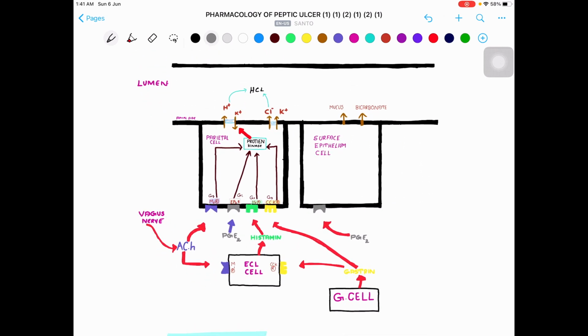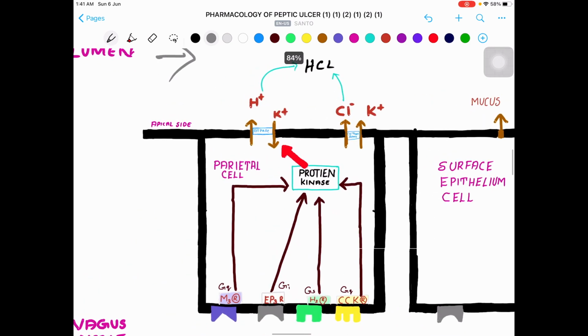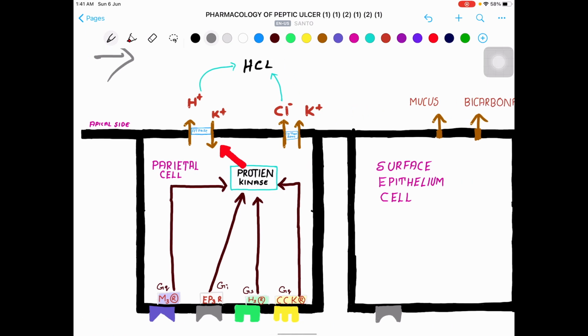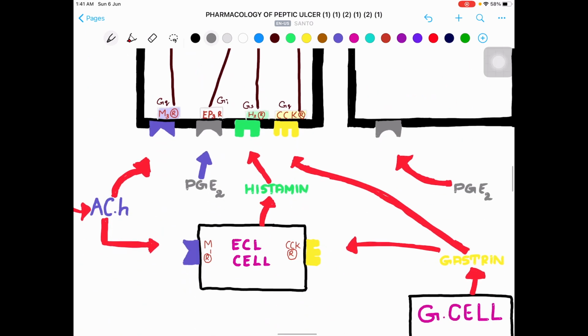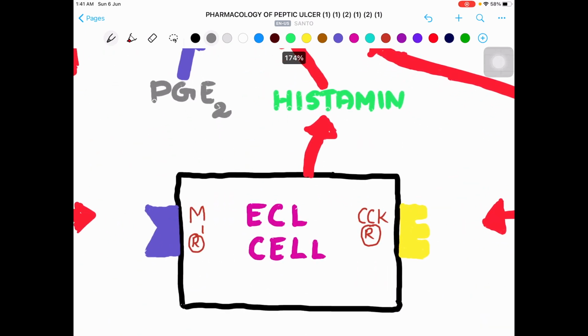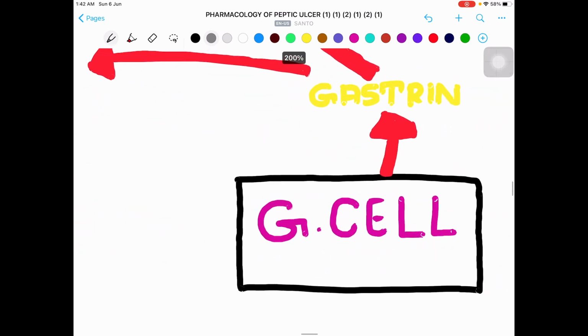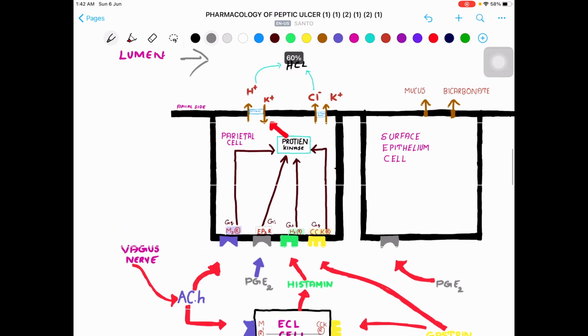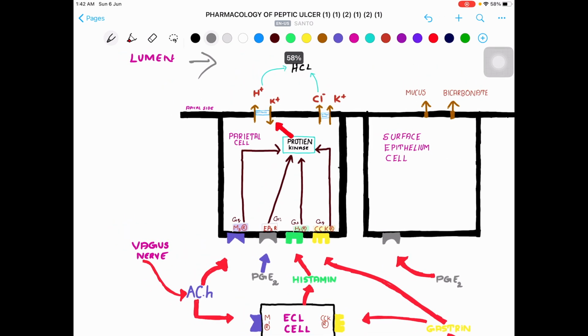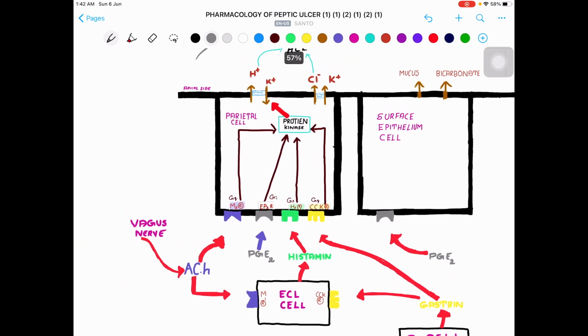Consider this as the lumen of the stomach. This is the parietal cell, this is the surface epithelial cell, and this is the ECL, that is enterochromaffin-like cell. This is the G cell. These parietal cells have M3 receptors, EP3 receptors, H2 receptors, and CCK receptors. Let's see how the HCl is secreted.